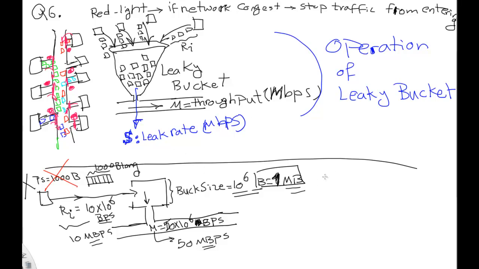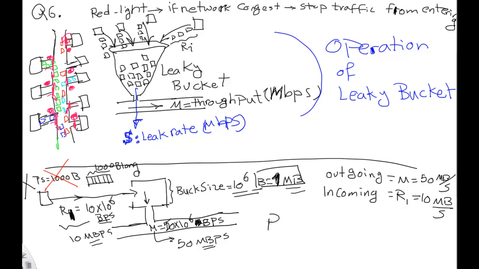Now, look at your outgoing rate. Your outgoing rate is equal to M, which is 50 megabytes per second. Your incoming rate is equal to R sub 1, which is 10 megabytes per second. Since R sub 1 is less than M, you would have no congestion.